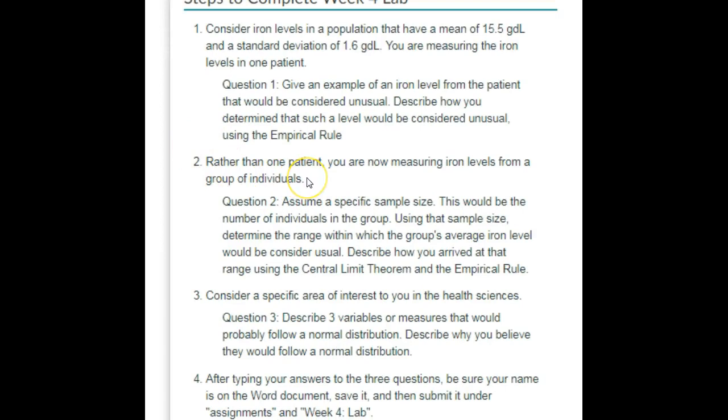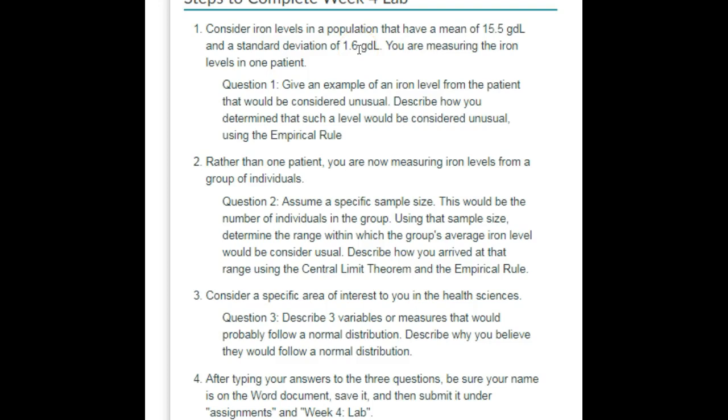And number 2, we're not just looking at one patient's measurement. We're measuring iron levels for an entire group of individuals and looking at the mean, or the average, of that group. So again, we want to use the empirical rule. Again, we're going to want to know what the mean of the distribution is and what the standard deviation of the distribution is.